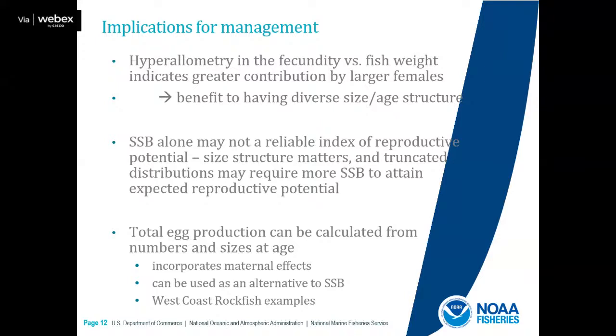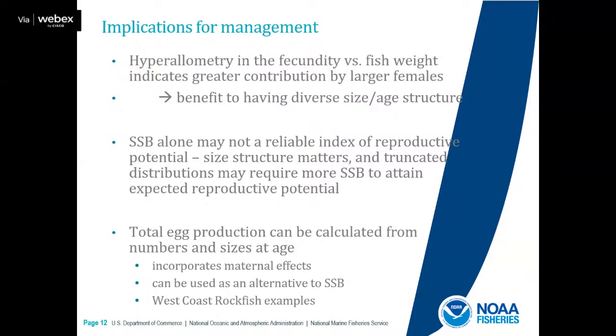The size structure matters, and truncated distributions may require more SSB to attain your expected reproductive potential. I'll just point out the maternal effects alone doesn't mean that SSB is inappropriate, but when you have the combination of maternal effects accompanied by changes in stock demographics, the relative value of SSB will not be constant through time.